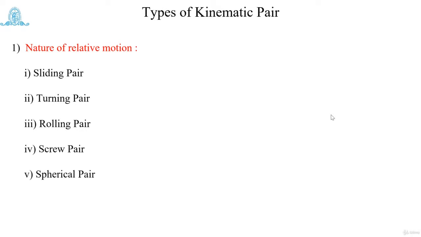Out of that, the first one is according to the nature of relative motion. As we are saying, there should be a relative motion between them. The first category in the nature of relative motion is sliding pair. Second one is turning pair. Third one is rolling pair. Fourth one is screw pair. And fifth one is spherical pair. Now we will discuss one by one.